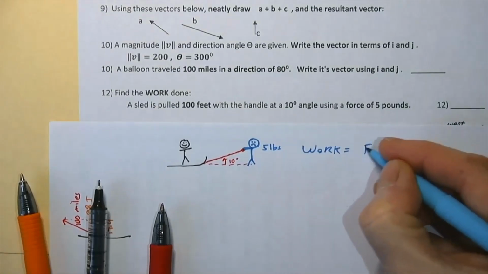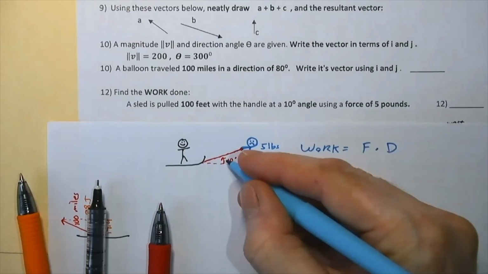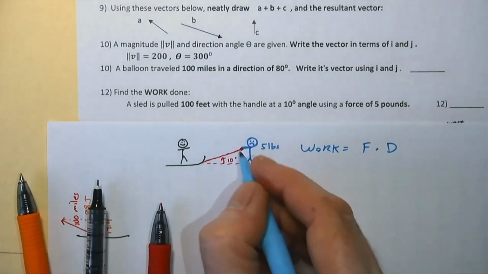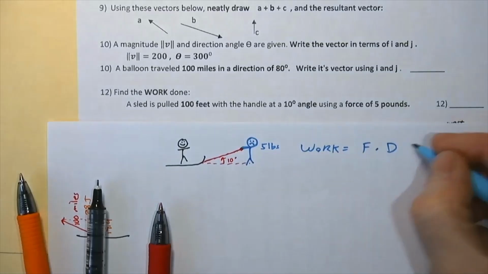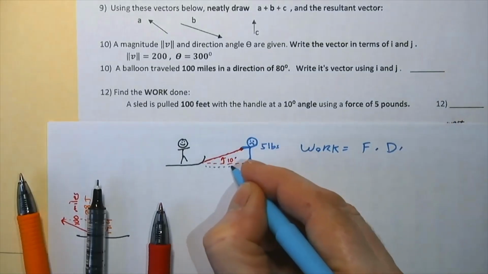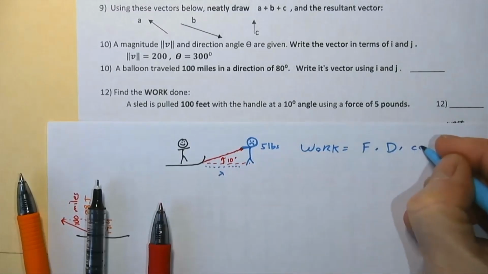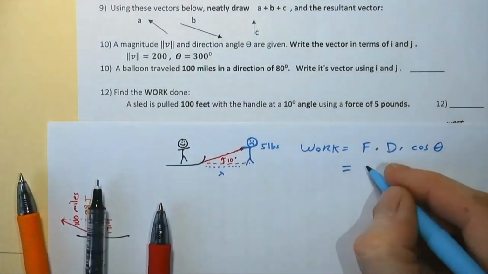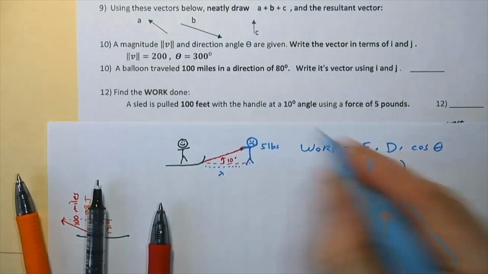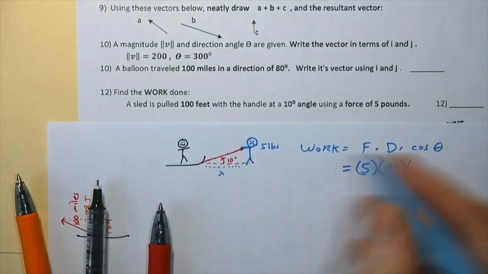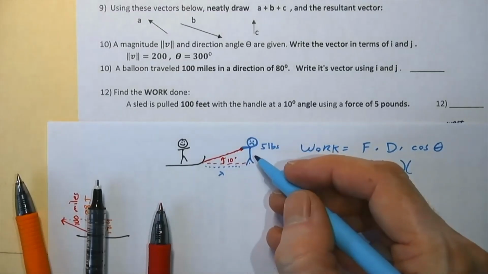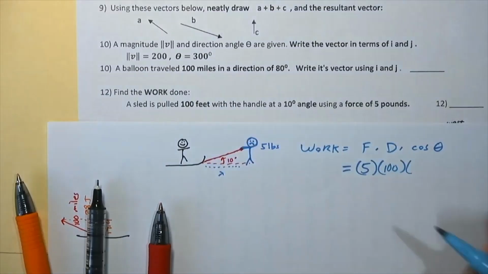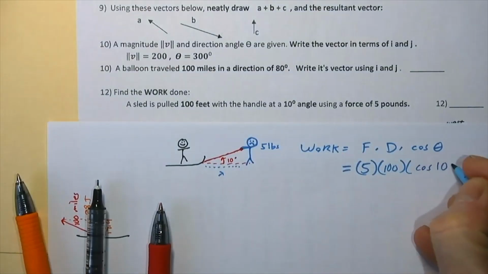Remember, work is the force times the distance, but we're at kind of an angle. Some of your force was actually pulling upward. You want to be efficient? Get the rope down as low as you can. So we just need this X component. That's the cosine of the angle. So this is the formula. The force, 5 pounds. The distance, 100 feet. But part of your 5 pounds of force is being wasted because you have a little bit upward. If you went straight upward, you wouldn't go anywhere. So the cosine of 10 degrees.